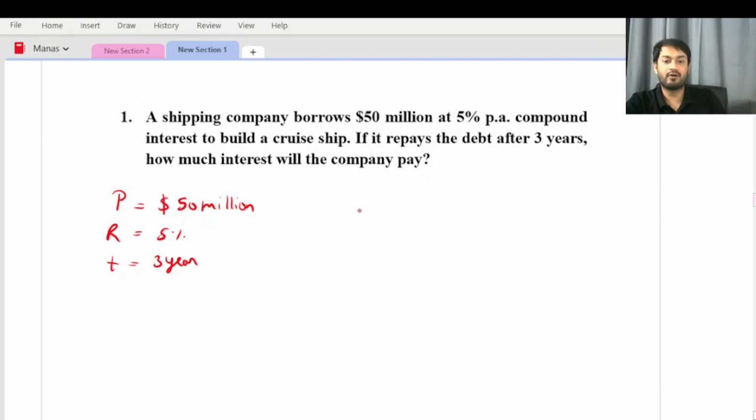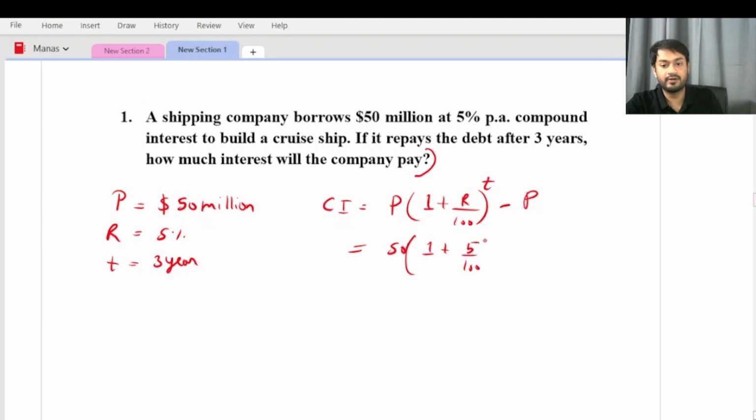So here we'll use the formula. It is not given which formula we need to use, compound interest or simple interest, but a loan is always compound interest. So we directly have the compound interest formula. Compound interest is equal to principal amount times (1 plus rate upon 100) to the power time, minus principal. So what is the amount? $50 million. I'm taking 50 as $1 million only, so I'm just writing 50 here. Then 1 plus rate, 5% upon 100, to the power t. T is 3 years, minus 50, right?